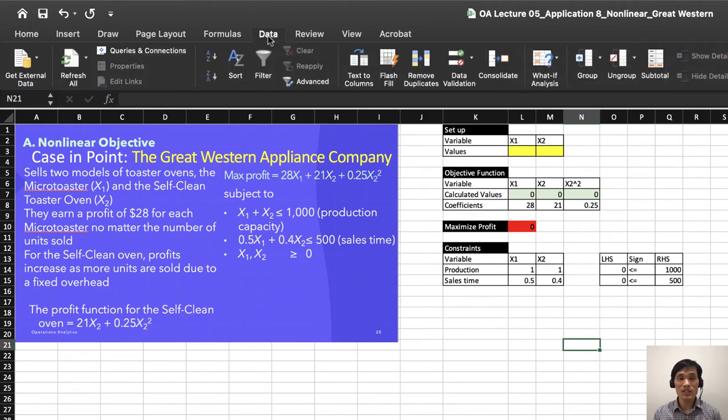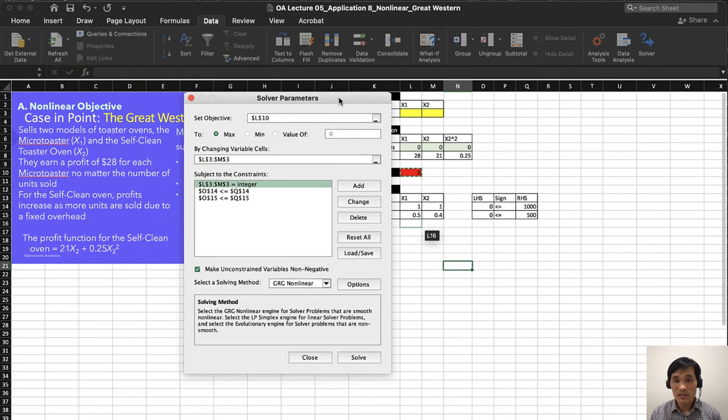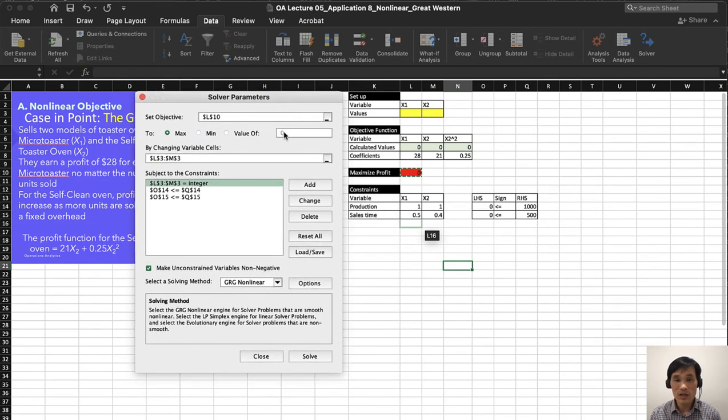Let's go to Data and Solver, and I'm going to set everything up. So L10, right? Here's the objective function. And then what is changing is L2, L3 and M3. These are the changing cells. And I did not include this, just X1 and X2. And then I added the left-hand side and right-hand side over here.